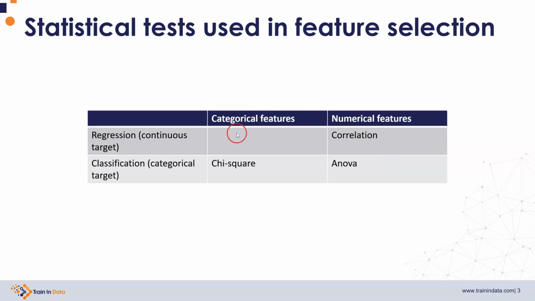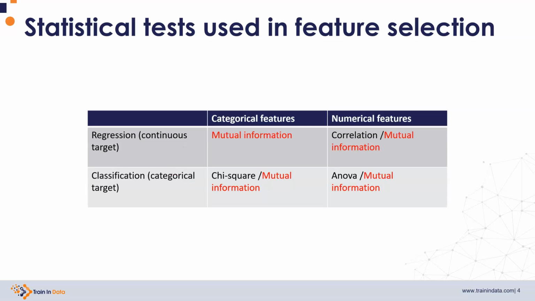So what if we have categorical features and a continuous target? Well, in that case, we can use the mutual information. And in fact, the mutual information is a method that we can use for all types of variables and targets.